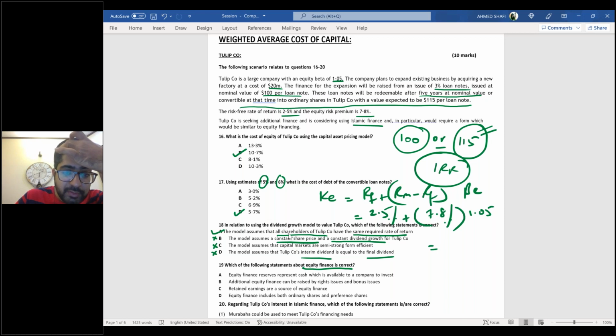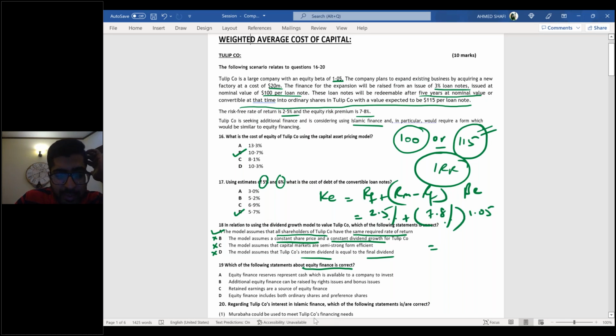Equity finance reserves represent cash which is available. Additional equity finance can be raised by right issue or bonus issue. Retained earnings are a source of equity finance. Equity finance includes both ordinary shares and preference shares. Now, eliminate the wrong ones.